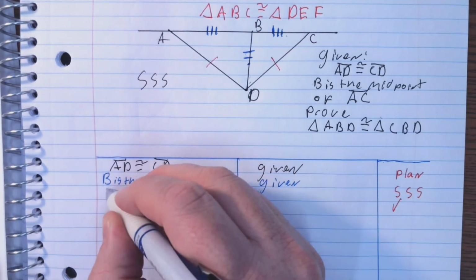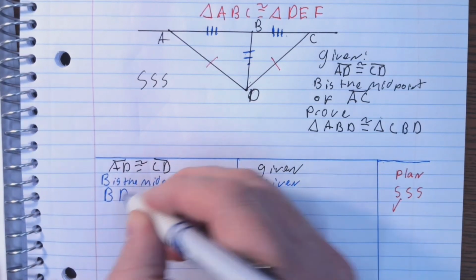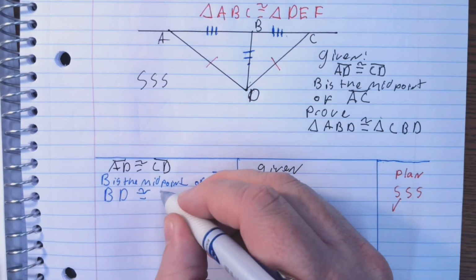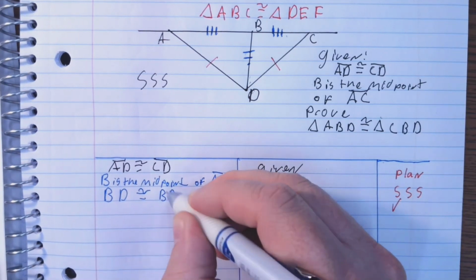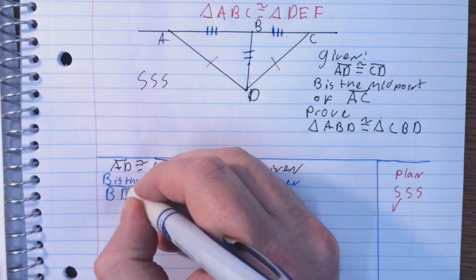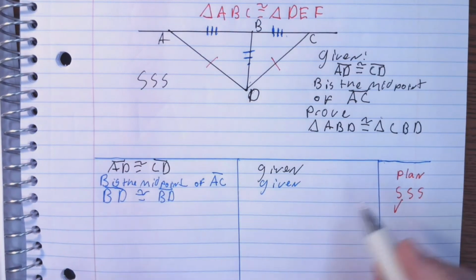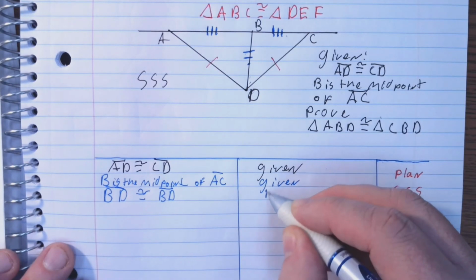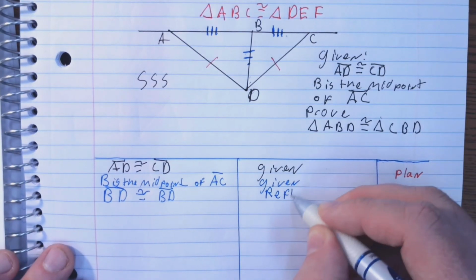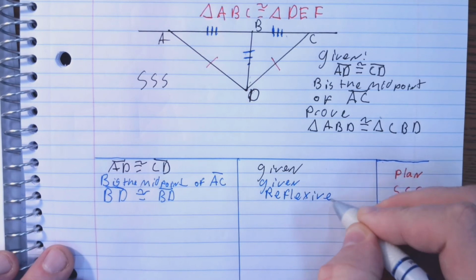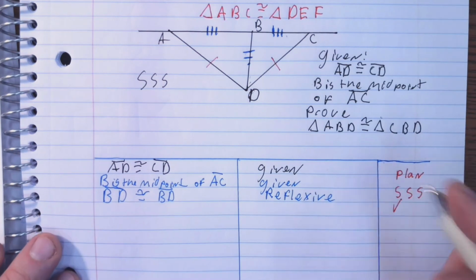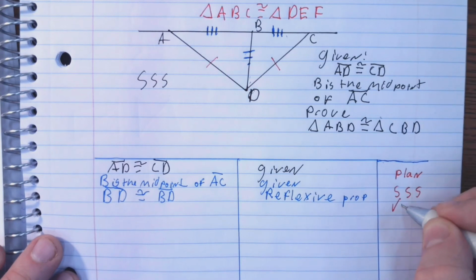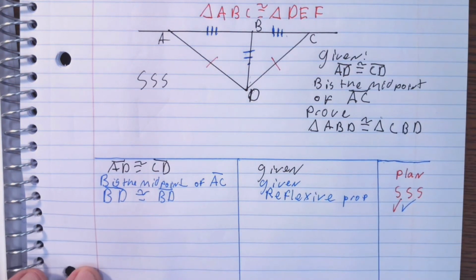So I could write BD is congruent to BD, and that's segment BD. Make sure you put that segment over it. I sometimes squunch my stuff up. And that is because of the reflexive property. Okay, so I just checked off my second side. I just need one more side.